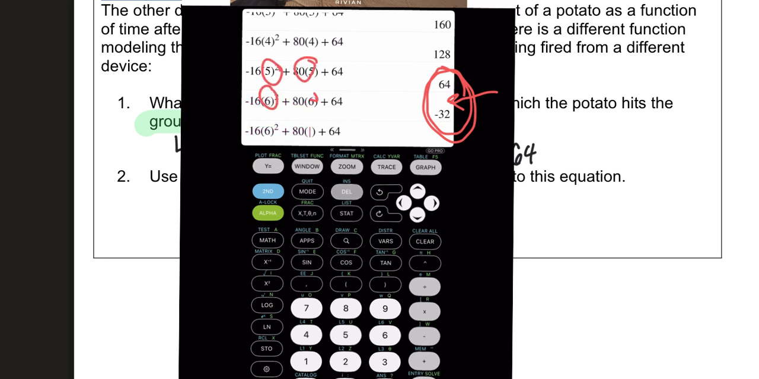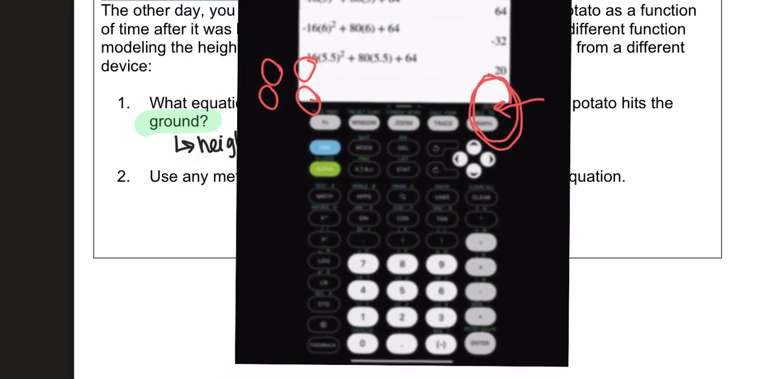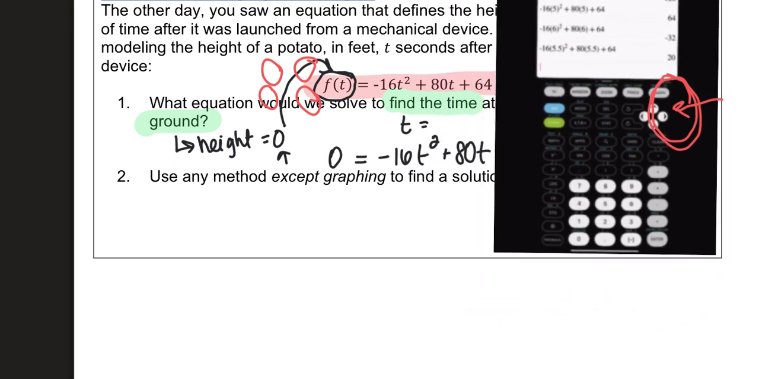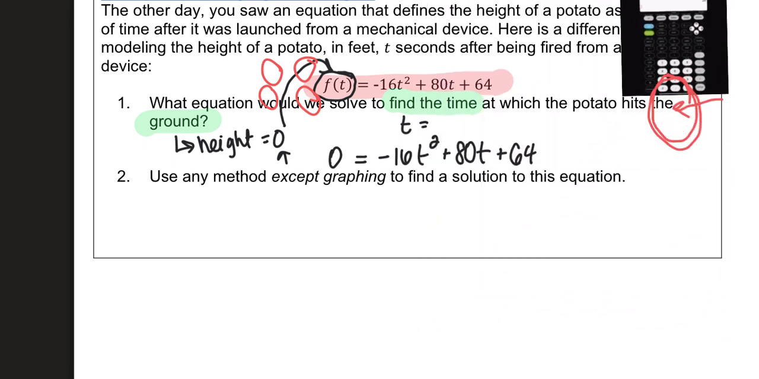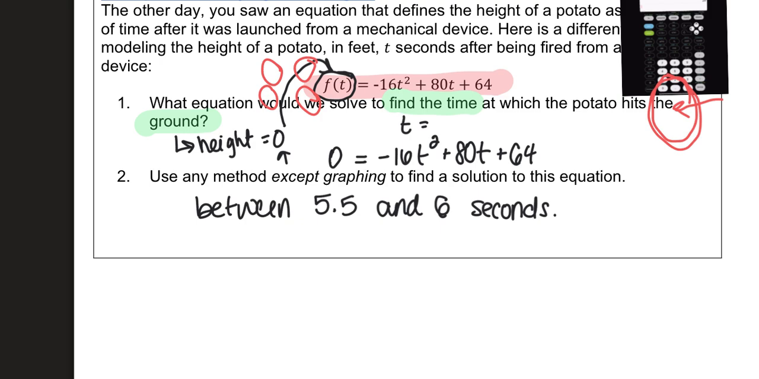So let's just try 5.5 to see what that gives us. We're at 20. So we're pretty close. If you want to keep trying other decimals, you can, but we're just trying to get as close to 0 for that output as we possibly can. So we could say for our answer, between 5.5 and 6 seconds. Okay, right now we're just trying to estimate and get as close as we can.